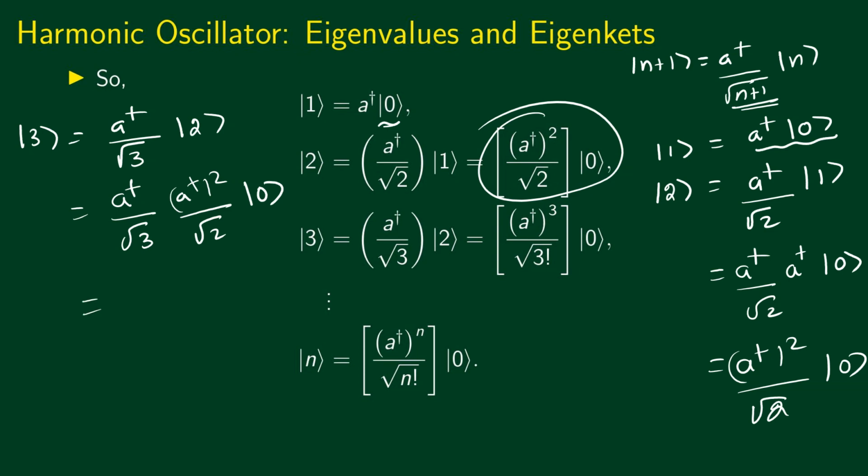Now you see that this is equal to A dagger cube divided by square root of 3 multiplied by 2 acting on ket 0, or we can write this as square root of 3 factorial. So in general, we can write ket n is equal to A dagger raised to n divided by square root of n factorial acting on ket 0.